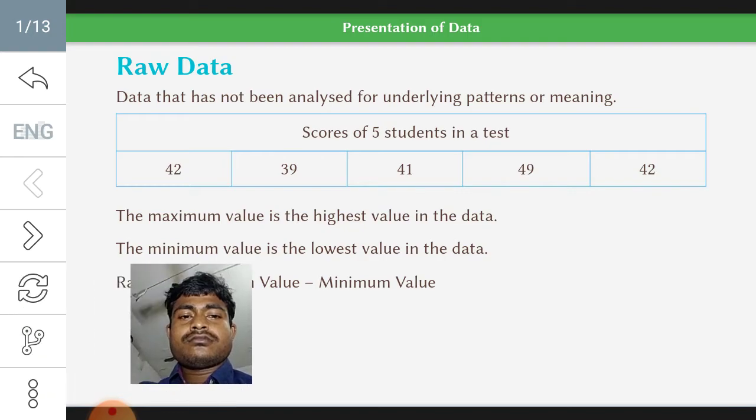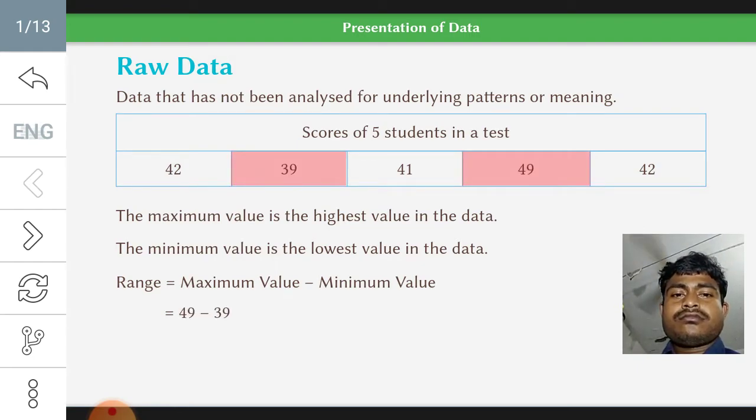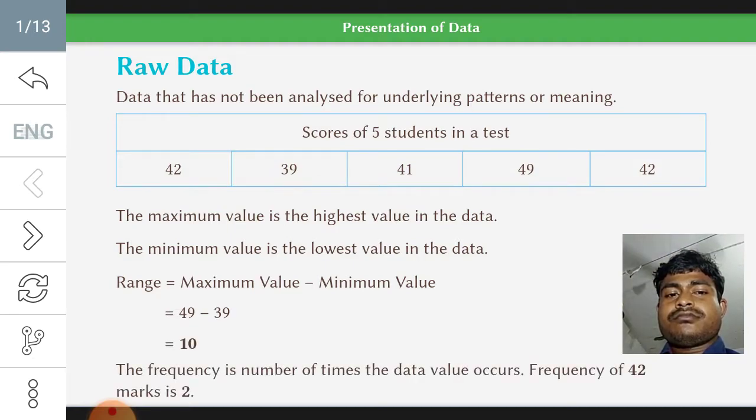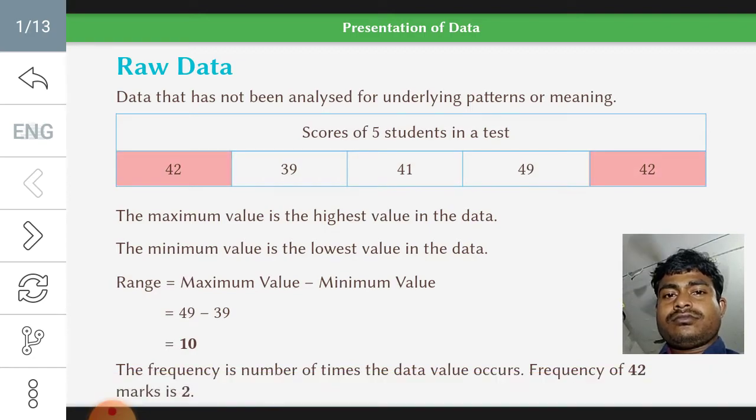The range is the difference of the maximum and minimum values of data. It shows how spread the data is. The range of the raw data here is 49 minus 39, which is equal to 10. The frequency is the number of times the data value occurs. The frequency of 42 marks is 2.